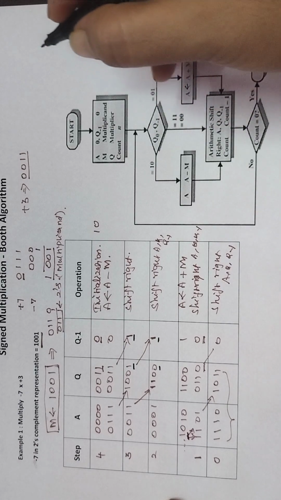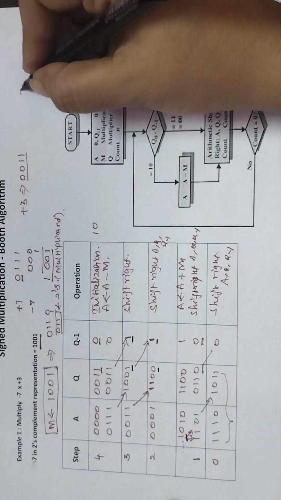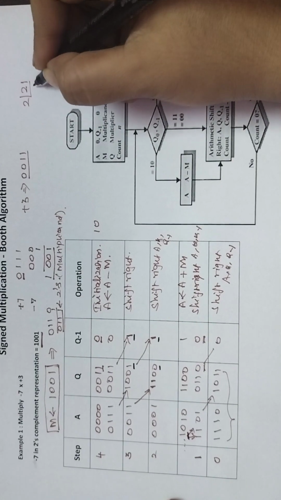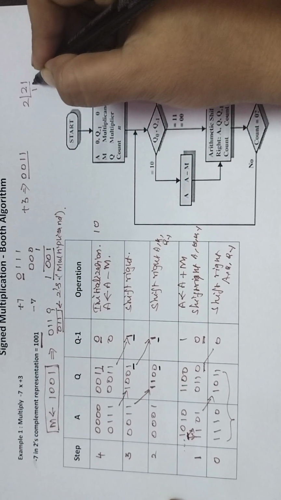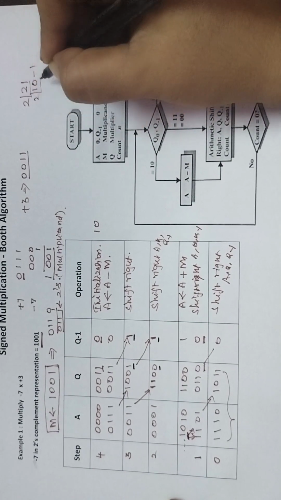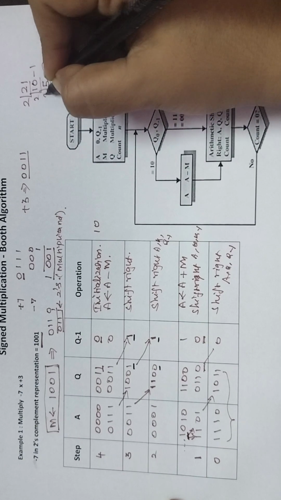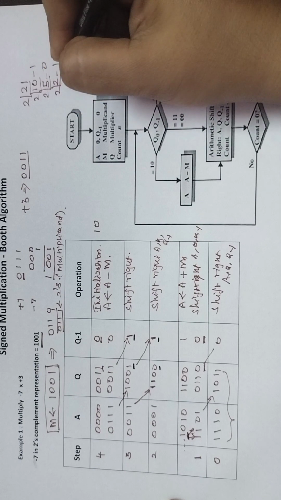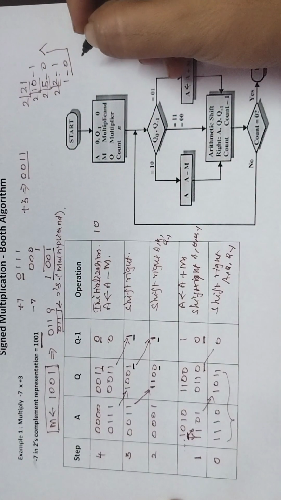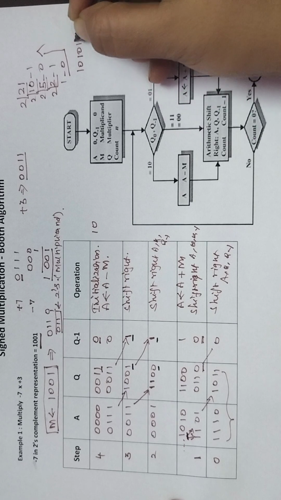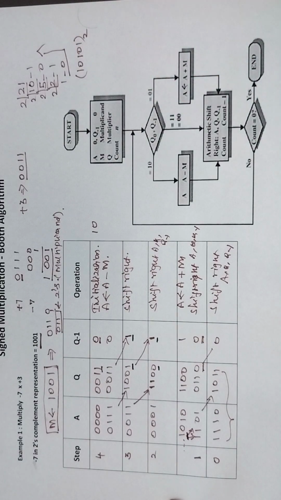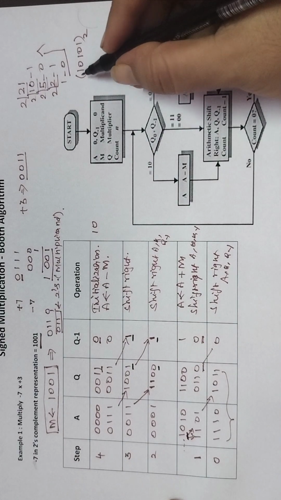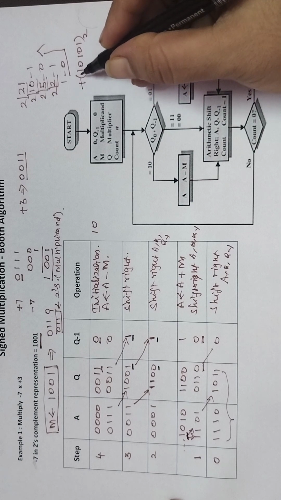So how will we verify the result? We will check the binary equivalent of 21. Dividing by 2: 21 gives quotient 10 remainder 1, then 5 remainder 0, 2 remainder 1, 1 remainder 0, 0 remainder 1. So the binary equivalent is 10101. This is plus, isn't it? So it is a positive number.